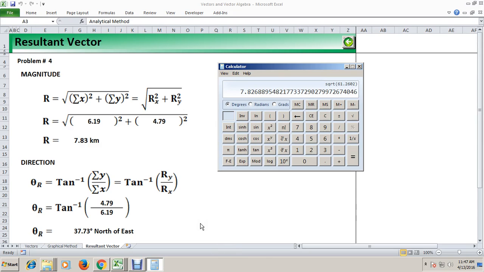Okay, so next is to verify the 37.73 degree north of east angle. Again, let's clear up the screen. You have 4.79 divided by 6.19. This will result in this value, and we should get the inverse tangent of this value.